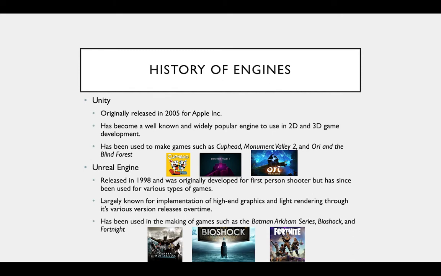The other engine we're talking about today is the Unreal Engine. The Unreal Engine was originally released in 1998 for the purpose of developing first-person shooters, but has since made games spanning many genres. It has also become an engine well known for its high-end graphics and light rendering. Some notable games are the Batman Arkham Collection, BioShock, and Fortnite.